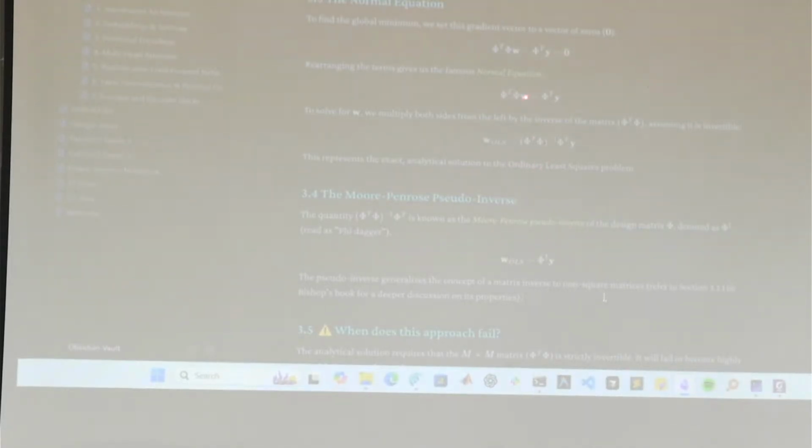You multiply both sides by the inverse. Let me put it this way, you multiply the left hand side by phi transpose phi inverse. That means phi transpose phi inverse multiplied by phi transpose phi, you get an identity matrix. So in a sense, you are only left with W on the left hand side. Then on the right hand side, you also multiply phi transpose y by phi transpose phi inverse. And we end up with this value over here, which we refer to as the ordinary least squares solution to the linear regression problem.